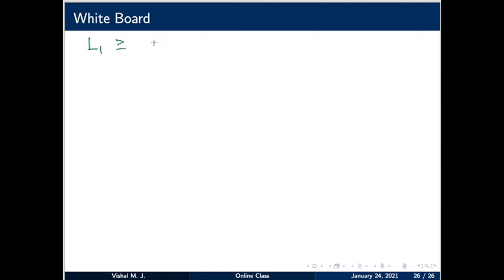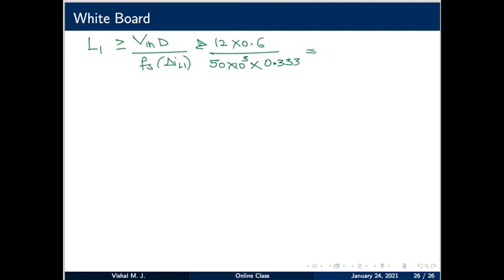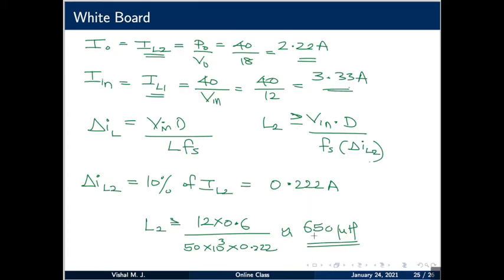L1 should be greater than or equal to Vin D by Fs delta IL1. It is greater than or equal to 12 into 0.6, Fs is 50 kilohertz, into delta IL1. 3.33 is IL1, 10% of that is 0.333. So L1 you will get as 433 something. So I have approximated it to be 435 microhenry, so that your ripple will be less than 10%. So we have designed L1 as 435 microhenry and L2 as 650 microhenry.